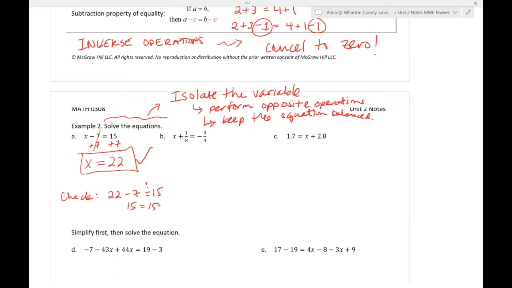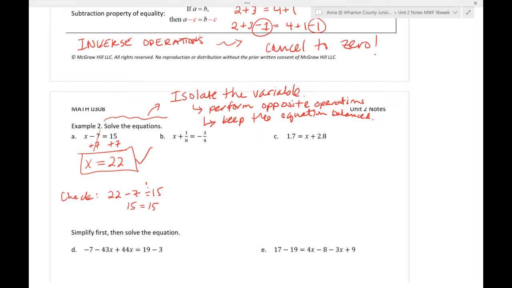Because again, what we're looking for is the one number that would make this statement true. The only number that works for that is 22. With any other number, we wouldn't get the same thing on both sides. And so the only solution to that equation is the only value that makes it true, which is 22.